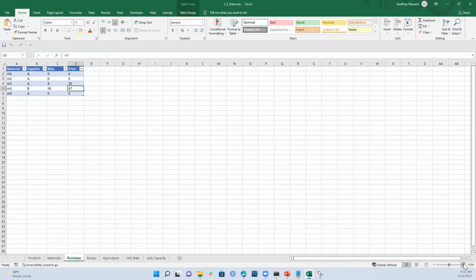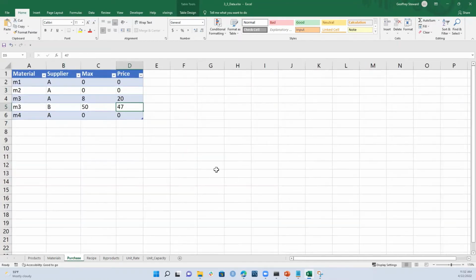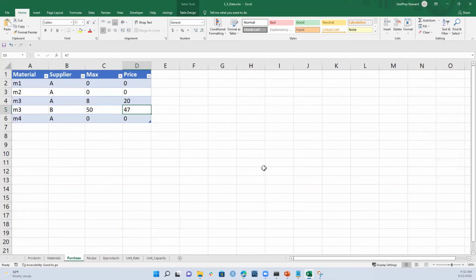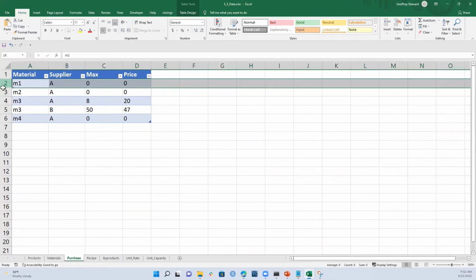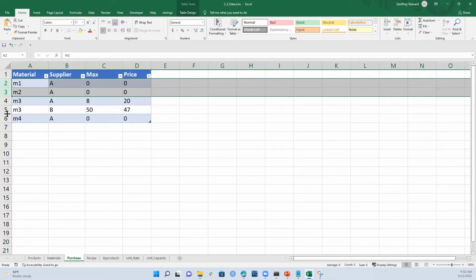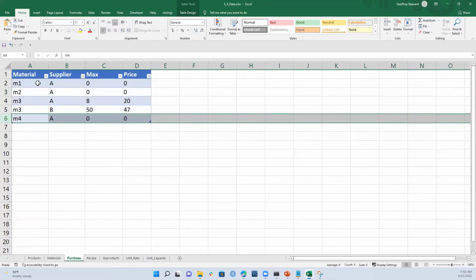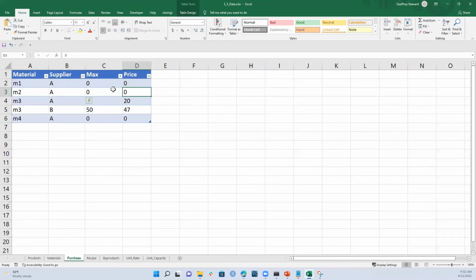Purchase is a new table. So this table represents the variable, or I should say the optionality, that we're introducing around suppliers and being able to procure some materials. For simple reasons, for M1, M2, and M4, we're going to say that we have a supplier A, but there's actually no availability. So the maximum amount of materials we can purchase for M1, 2, and 4 is 0.